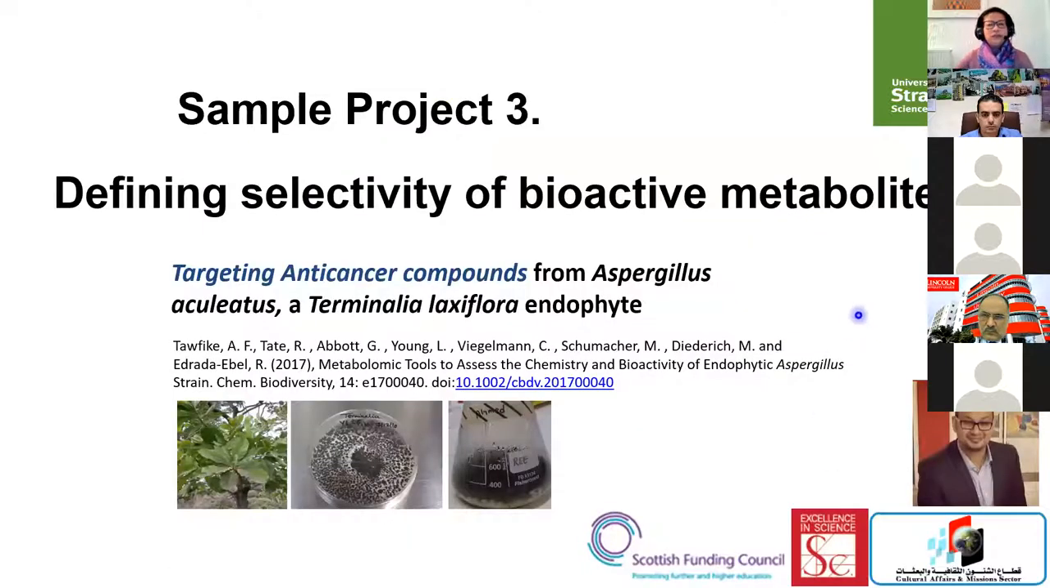So let's go to the final project, defining selectivity of bioactive metabolites. Here, Ahmed, a PhD student from Egypt, was working on indigenous medicinal plants from Egypt. He isolated an endophyte, Aspergillus aculeatus, and he was interested in looking into the anti-cancer compounds.